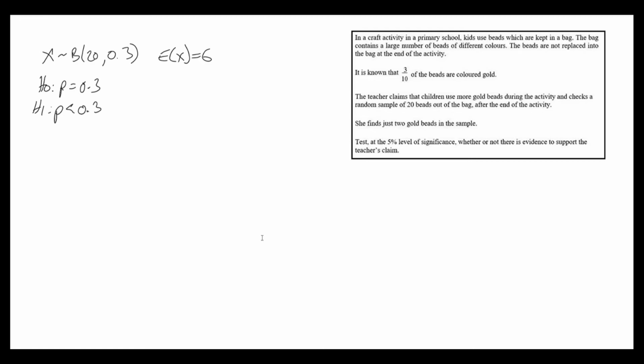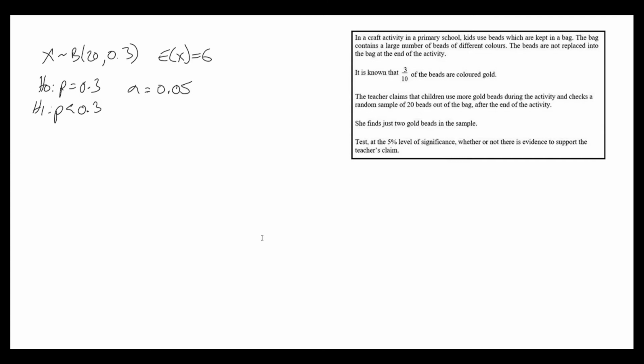The reason the teacher told us that there was a large number of beads is so that we're not trying to find out how many beads were used, but just in general, the proportion and how the proportion may or may not have changed. Okay, so let's get on with the hypothesis test. Our significance level is 5%.